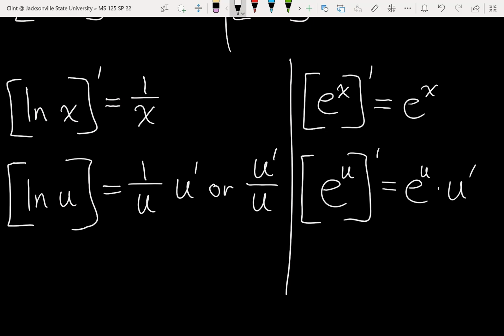And then what else? If this is some other function like ln of x plus 1 or ln of x squared or something like that, then you would have 1 over whatever it was times the derivative of the inside. So you really don't have to remember these two if you remember the chain rule. It's just sometimes it's nice to have them written down so you can see them.